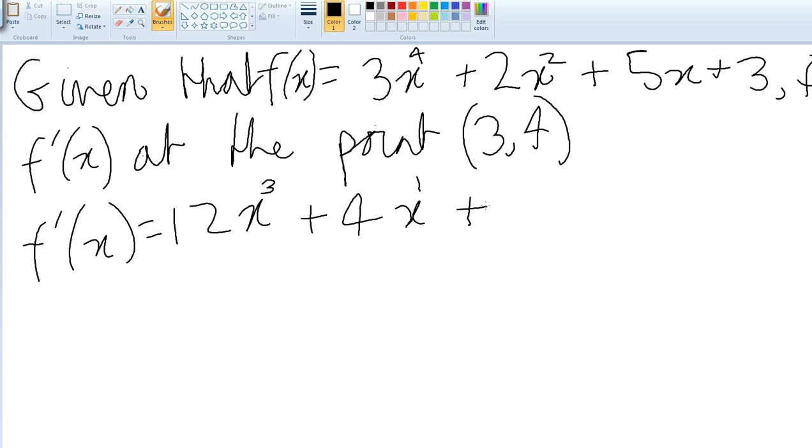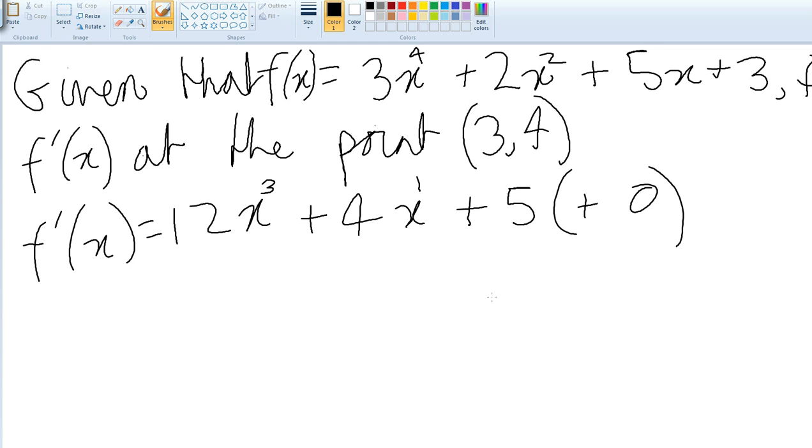Then 5x, which differentiates to 5, because, as we said earlier, any number times x to the power of 1 differentiates to just give the number itself, so plus 5. And then 3 differentiates to 0. If you want to put that, you can, but you don't really need to. So yeah, that is our differentiated form.